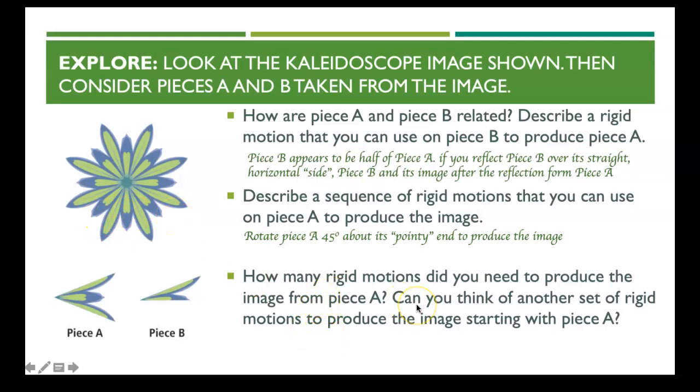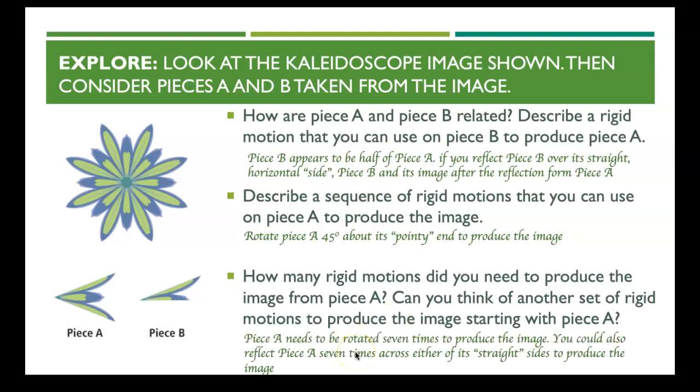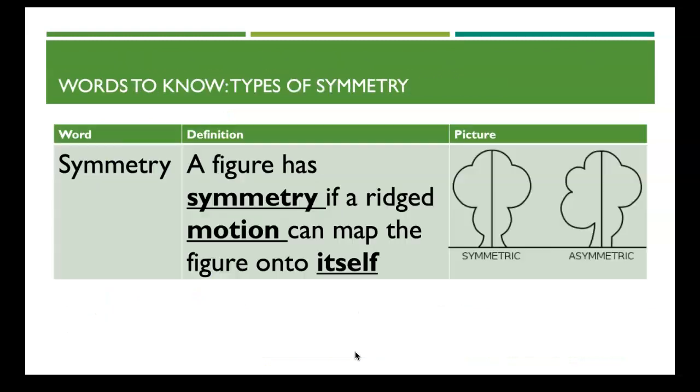How many rigid motions did you need to produce the image from piece A? Can you think of another set of rigid motions? We just answered that. Piece A needs to be rotated 7 times to produce the image. You could also reflect piece A 7 times across either of its straight sides to produce its image. How fun.